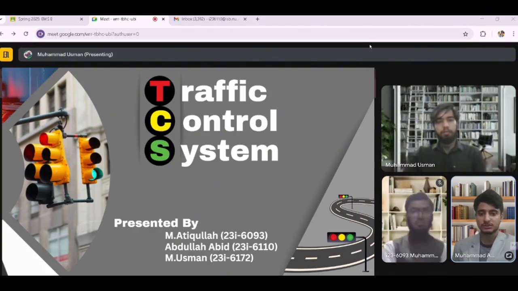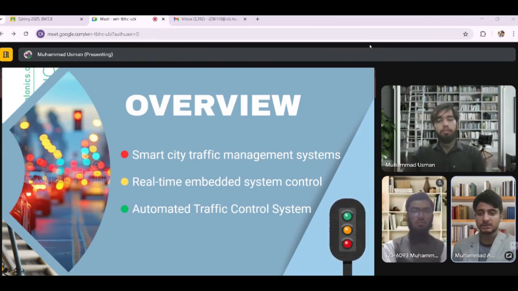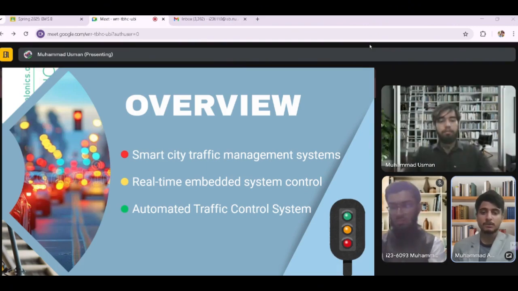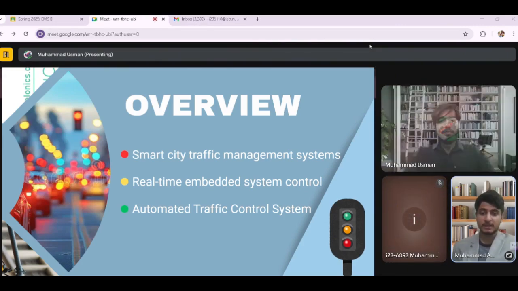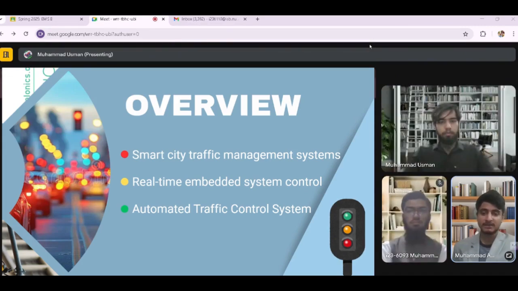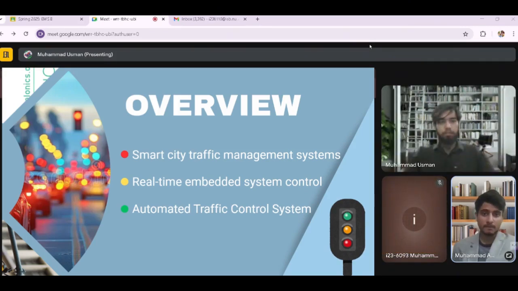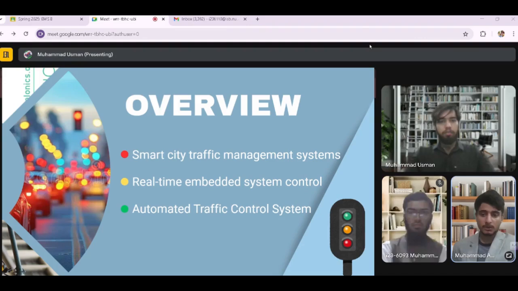Now let's move to our view. Our project is a basic traffic control signal that simulates the operation of traffic lights using 555 timer ICs. The system is designed to demonstrate how a digital circuit can be used to manage timed output, such as the sequence of traffic lights. It has practical application in real-life traffic management and helps us understand the core concept of timing in digital logic design.